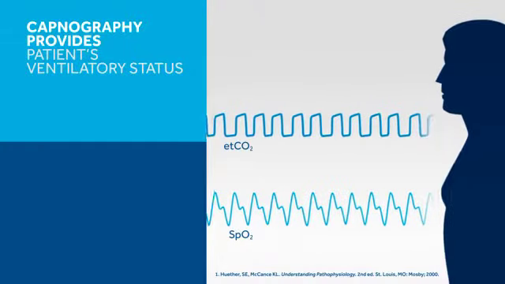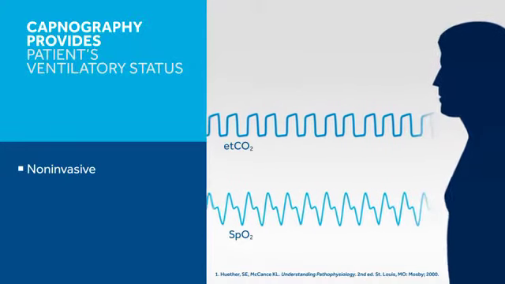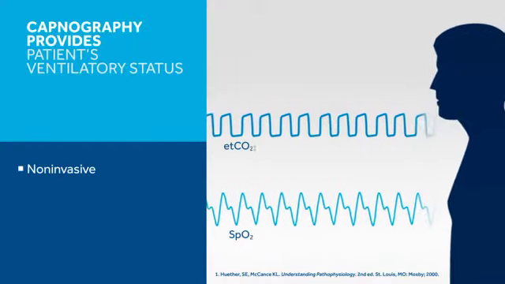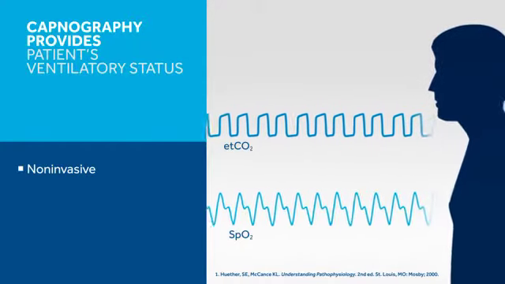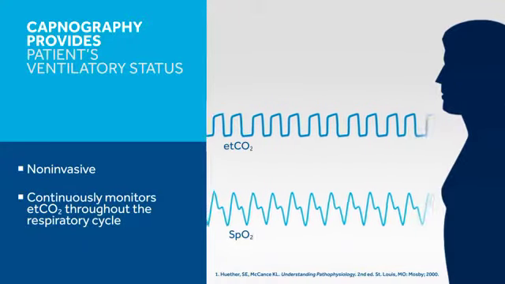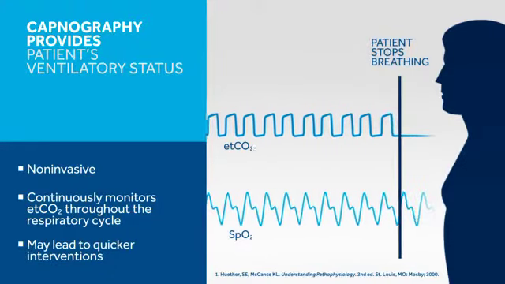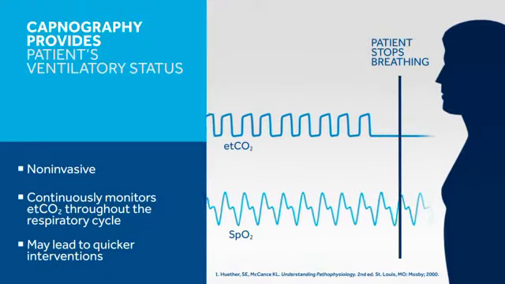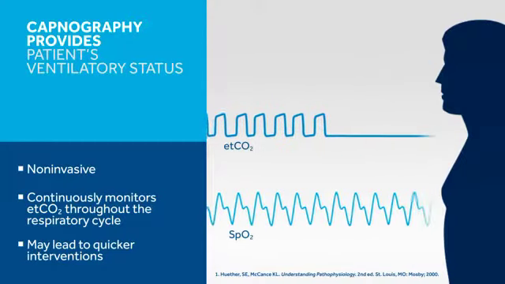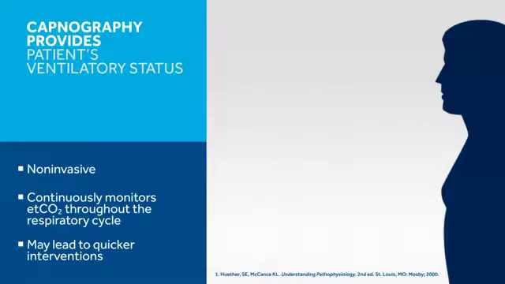Pulse oximetry is a non-invasive method of monitoring oxygenation. However, while pulse oximetry does measure O2 saturation in the blood, it does not provide information on ventilation status. Capnography provides a patient's ventilatory status by monitoring end-tidal CO2, which may lead to quicker identification of respiratory compromise than measuring SpO2 alone. Additionally, supplemental oxygen can often mask symptoms of respiratory compromise if capnography is not measured.